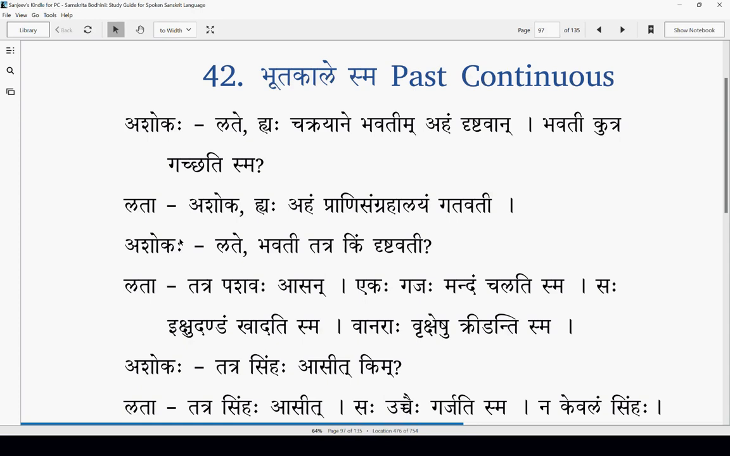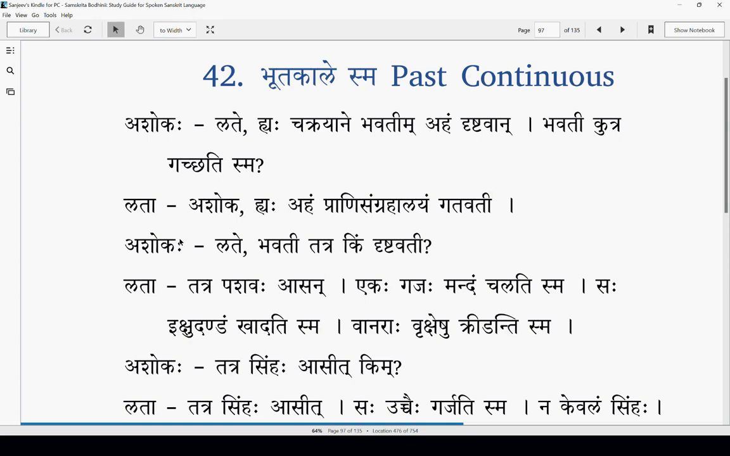Shabda. Next, Lata. Tatra Pashavaha Asan. Ekaha Gajaha Mandam Chalati Sma. Saha Ikshu Dandam Khadati Sma. Vanaraha Vruksheshu Kridanti Sma.